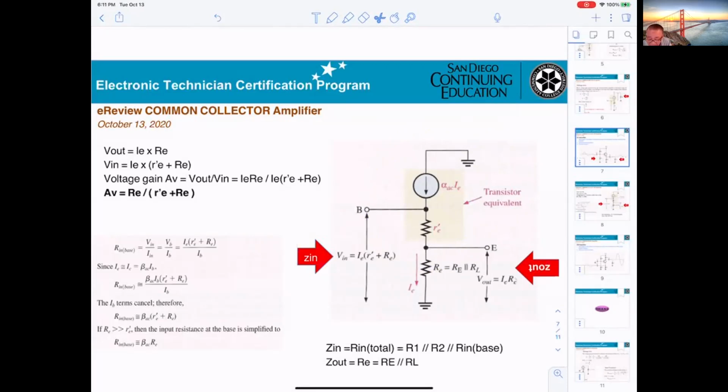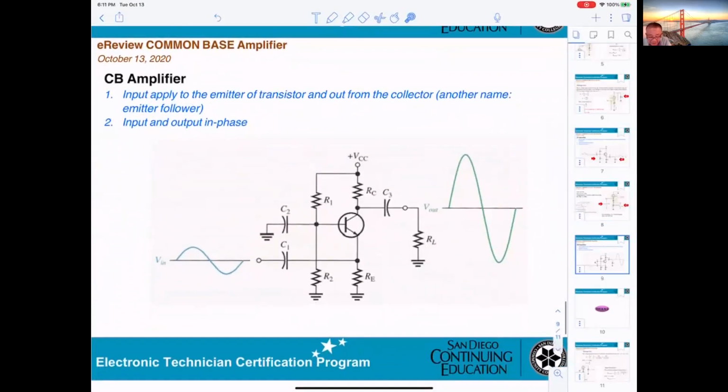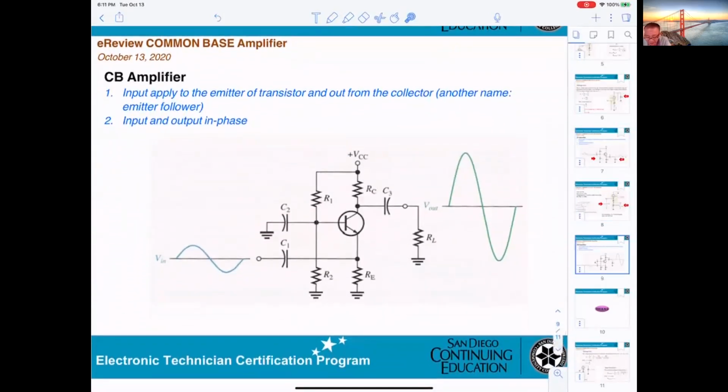Okay, the last one. We don't need to go too much into it, but next time when I give you the circuitry, I want you to tell me the name. That's the key point: the name of the amplifier. Second thing, input and output, how they look: in phase or out of phase.